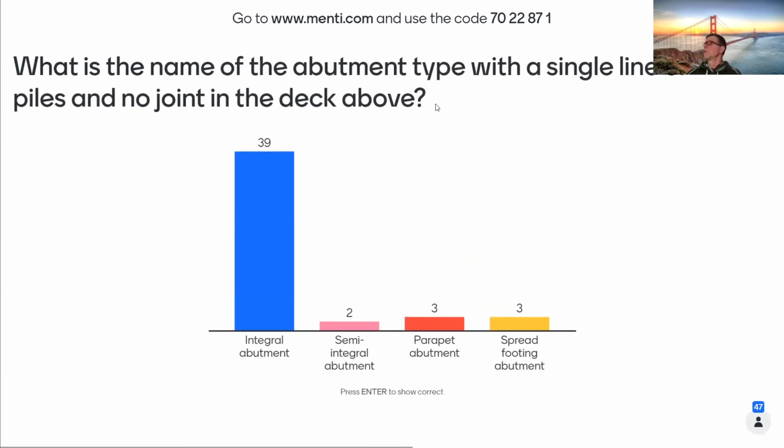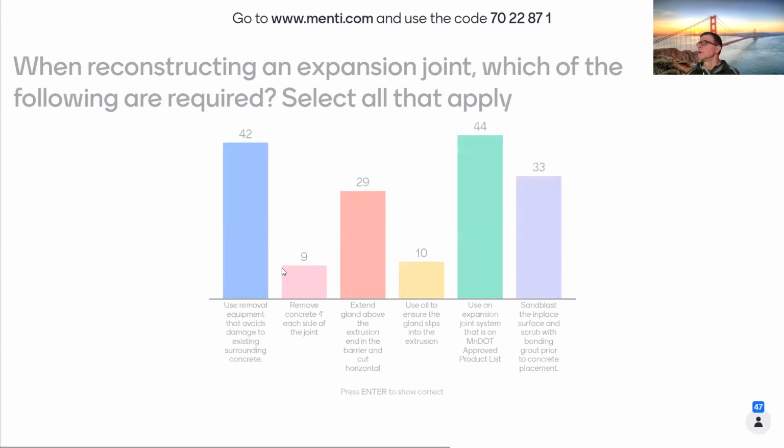What's the name of the abutment type with a single line of piles and no joint in the deck above? And very good, that's integral abutment. The semi-integral, by the word integral is included there, but that has 2 lines of pile. And then a parapet abutment would have a joint in it. In a spread footing, well, no, you wouldn't have an integral abutment with a spread footing. I think you'll always have a single line of pile. So integral is the terminology there.